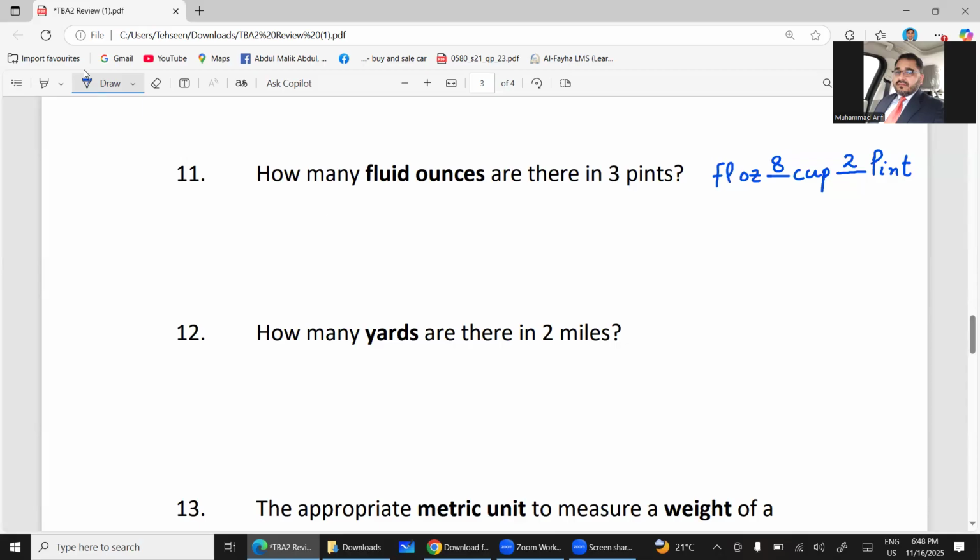As there are 3 pints, 3, and pint to cup multiply by 2, cup to fluid ounces multiply by 8. That will be 3 multiply 2 is 6, 6 multiply 8 is 48 fluid ounces. This is the answer.